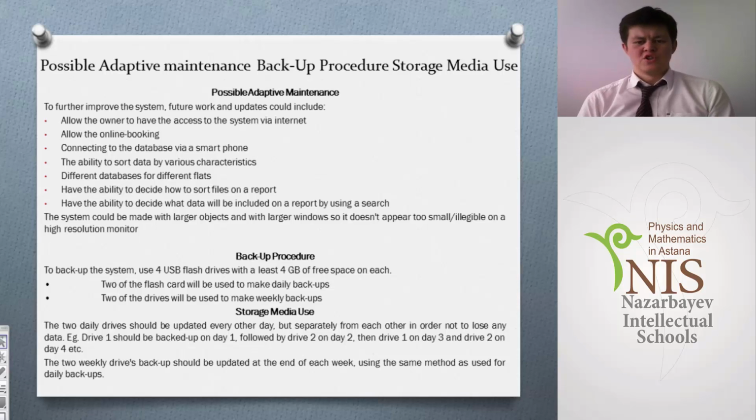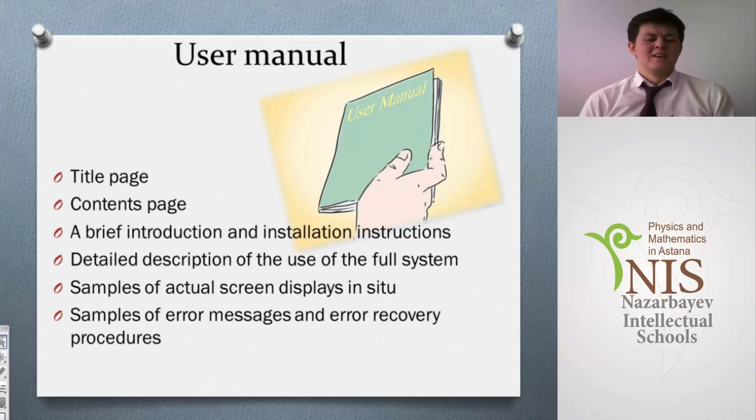Next, backup procedure. Backup procedure is actually a very obvious thing, so the student put the obvious thing again. To back up the system, use 4 USB flash drives, with 4 gigabytes of free space on each. So 2 of the flash drives will be used for daily backups, and 2 of the drives will be used to make weekly backups. Yeah, clear. The 2 daily drives should be updated every other day. So here the student describes the process of how the backup procedure happens and how to avoid losing data, because it's very important. Yeah, it's computer based, that's why we need to prevent some dangerous situations. Carry on, okay.